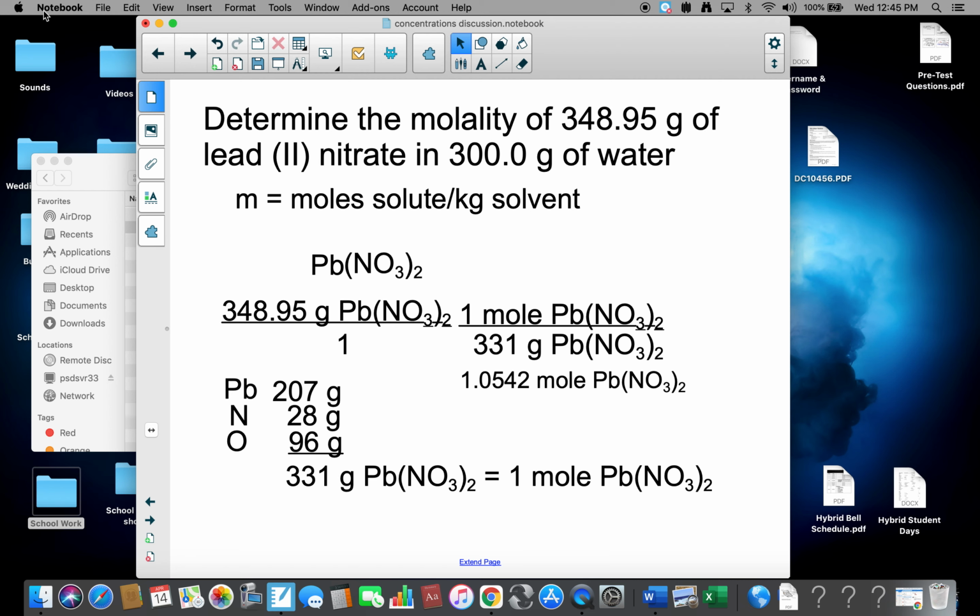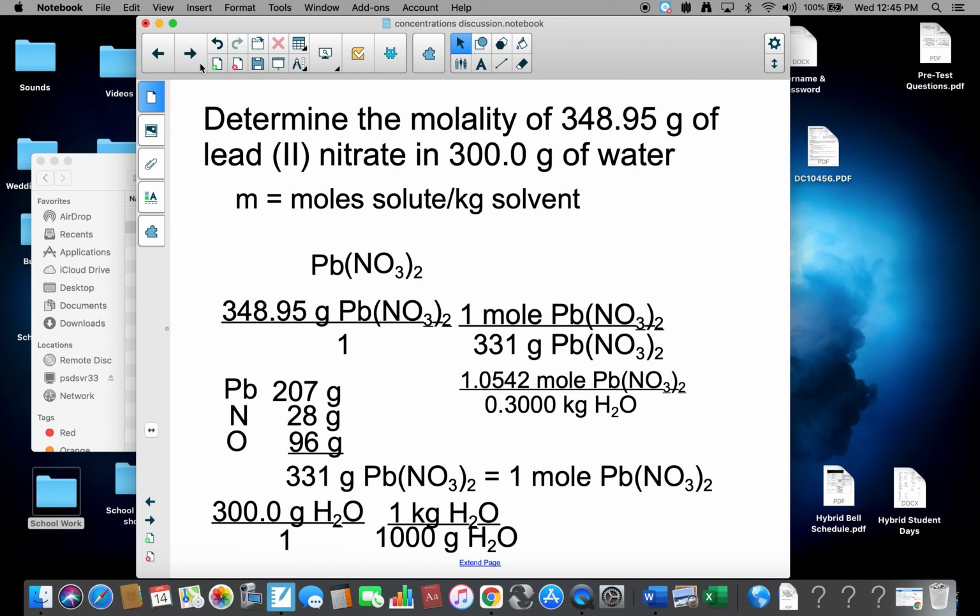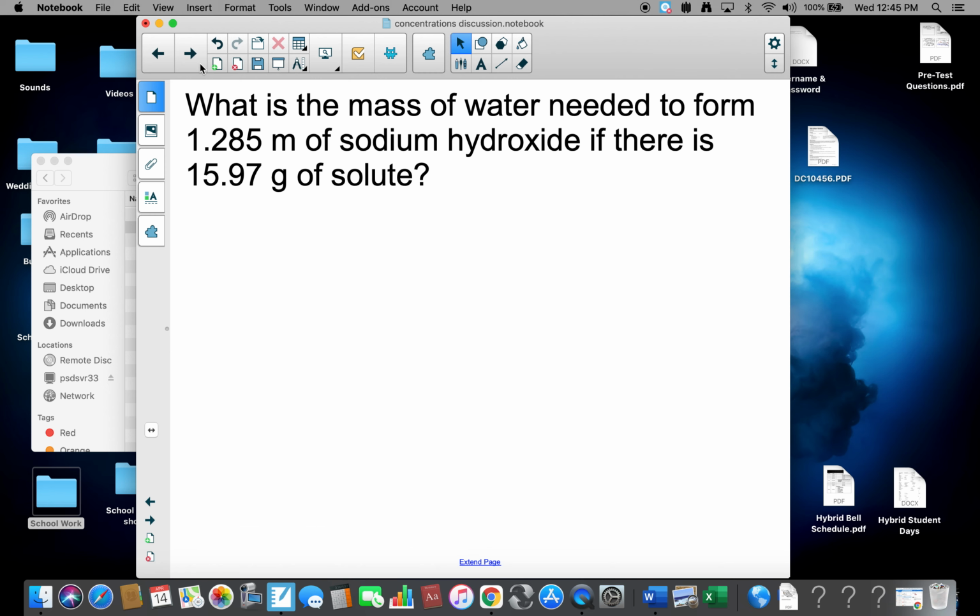Remember, we said it's moles of solute over kilograms of solvent. Now we just have to convert my 300.0 grams of solvent into kilograms. 1 kilogram is 1,000 grams, so we get 0.3000 kilograms, 4 sig figs. I'm going to get 3.514 moles of Pb(NO3)2 per kilogram. That's my answer. All right, so here's a problem.